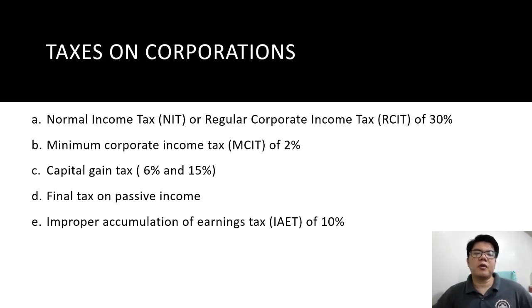The common taxes imposed to corporations are normal income tax. Other practitioners call this NCIT or normal corporate income tax, or regular corporate income tax or RCIT of 30%. The minimum corporate income tax or MCIT of 2%, the capital gains tax 6% and 15%, the final tax on passive income, and the improper accumulation of earnings tax of 10%. We will discuss these items on the following slides.